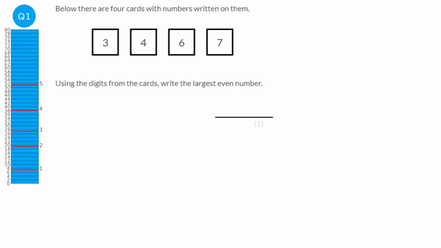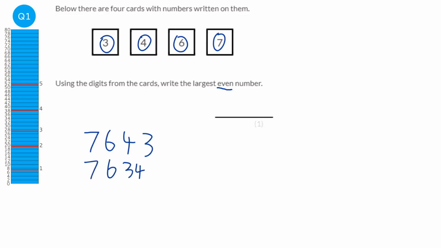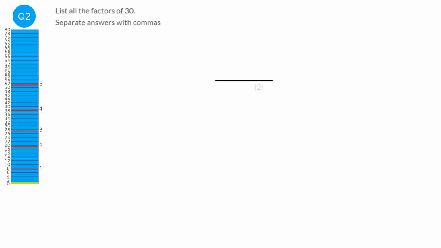Enjoy! For us to create the largest number, we need to pick the biggest digits for the start of the number. So the biggest digit is 7, then 6, then 4, then 3. But the question says it wants the largest even number, so we need to just swap the last two around to make sure that it is even. So our answer is 7,634.